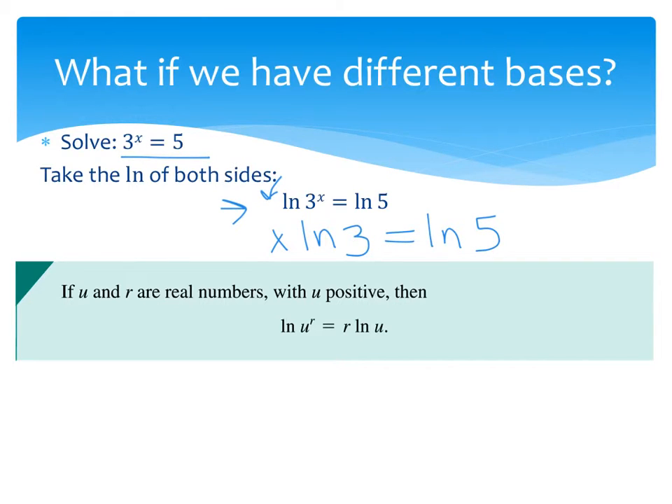We can go ahead and solve for x by dividing both sides by the natural log of 3. And this is going to be a calculator problem. You're going to end up with a decimal answer for this.